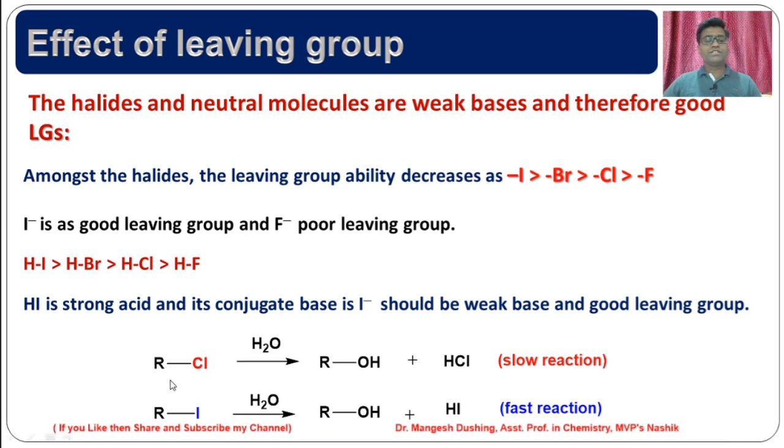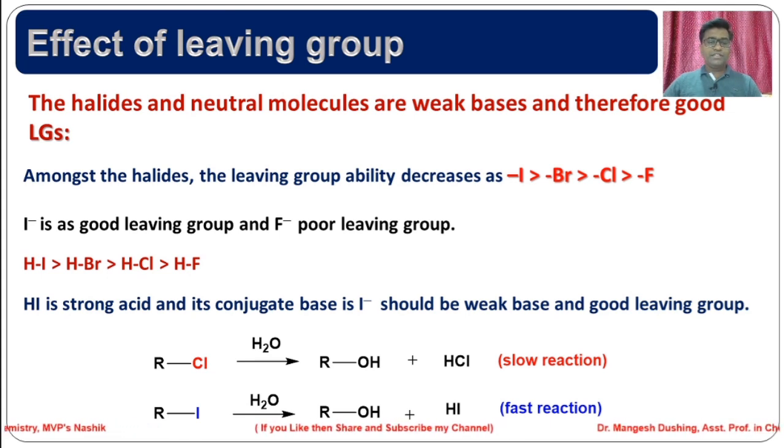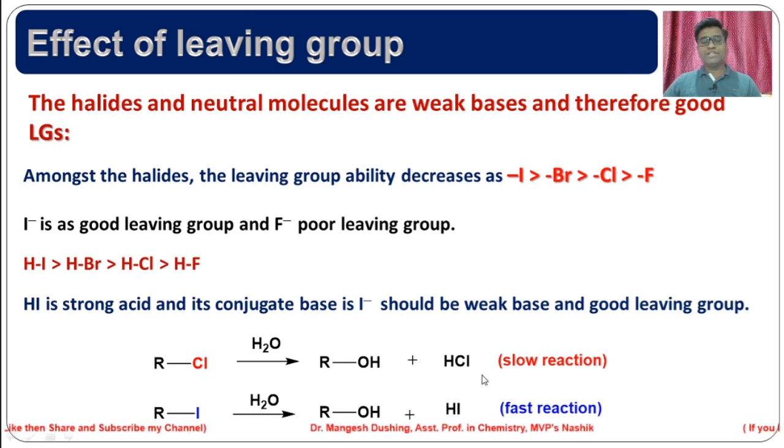For example, hydrolysis of RCl in the presence of water gives alcohol plus HCl. This will be a slow reaction because Cl is a weak or bad leaving group as compared to iodine. But if you hydrolyze RI, where R is the same, alkyl iodide in the presence of water, it will give you alcohol plus HI, which is a faster reaction. So as compared to Cl, iodine is a very good leaving group. That's why hydrolysis of alkyl chloride is slower than alkyl iodide.